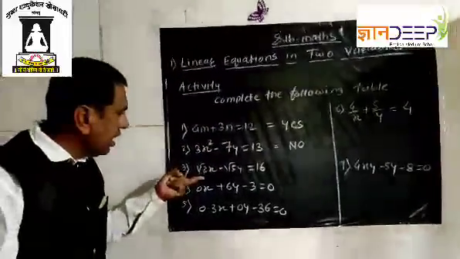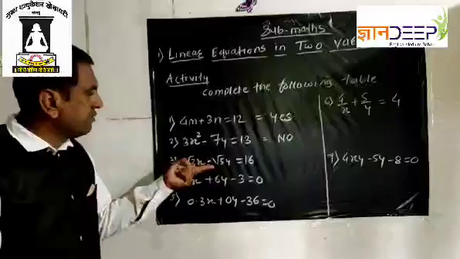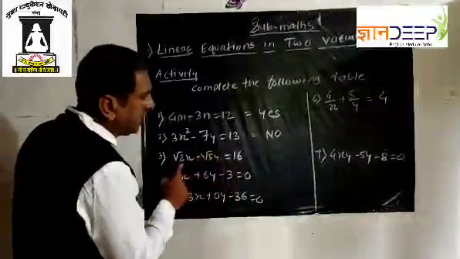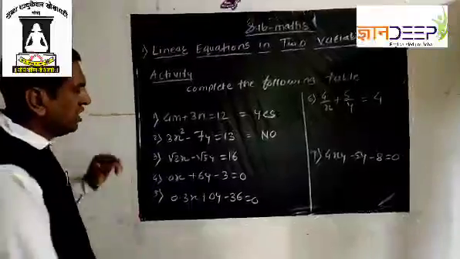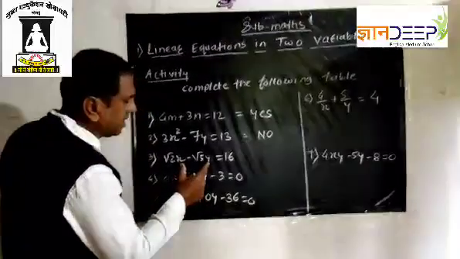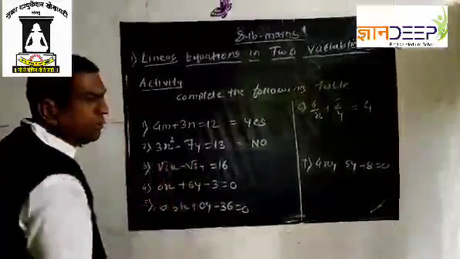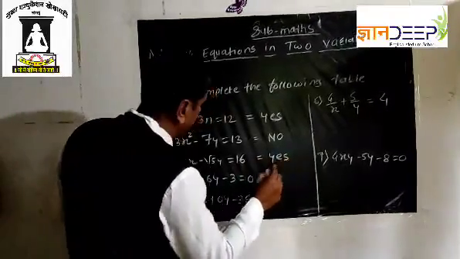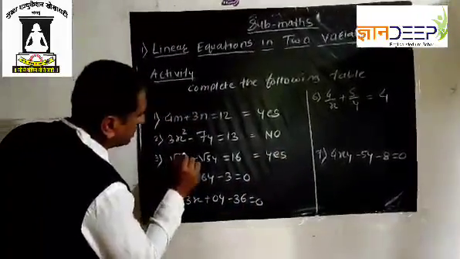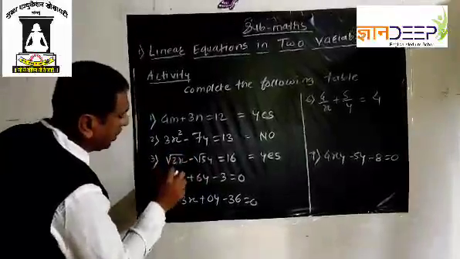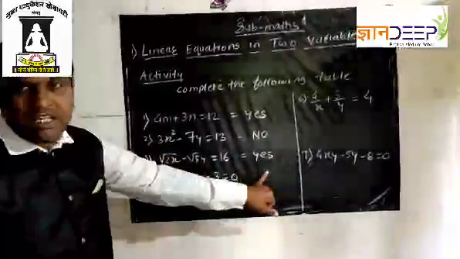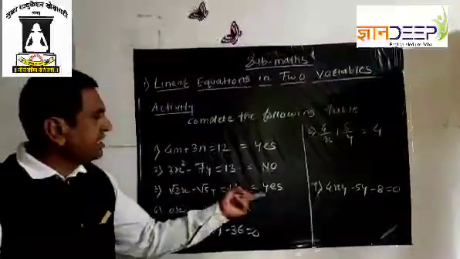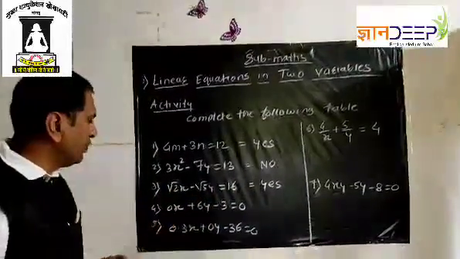Then the third one, under root 2x minus under root 5y is equal to 60. Is this a linear equation in two variables or not? First we will check two variables are there. Maximum degree of both variables is 1, so it is a linear equation. If the under root sign were on x itself, as in under root of 2x, then it would not be a linear equation. But x is outside the under root sign, that's why this is a linear equation in two variables.